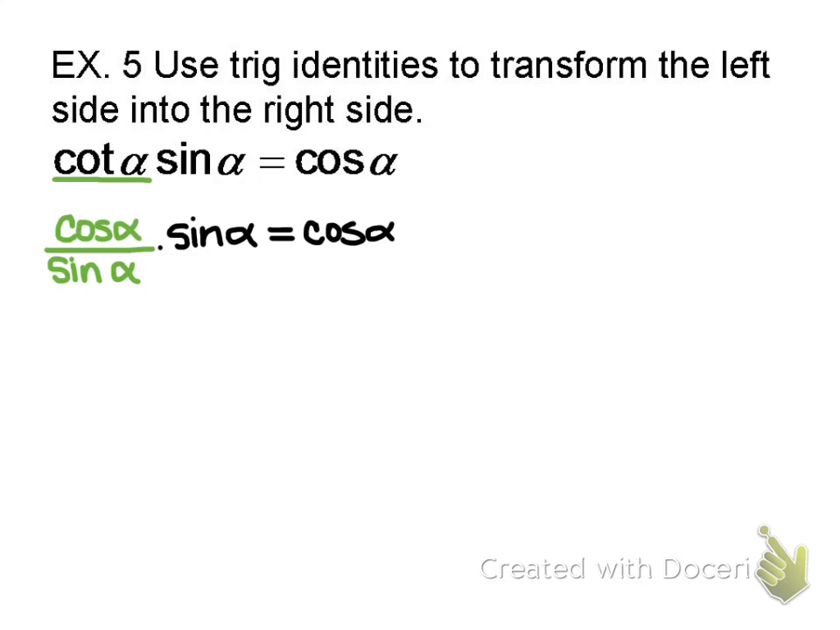Now, if you notice on the left-hand side, I have a sine alpha on the top and a sine alpha that is being divided, or on the bottom. So those are going to go ahead and cancel out. So what I'm going to be left with on the left-hand side of the equation is just a cosine alpha, equals on the right-hand side cosine alpha. So when you get the left-hand side to equal the right-hand side, you're done. You're showing your steps along the way of how you got from the very original equation to the left equaling the right.